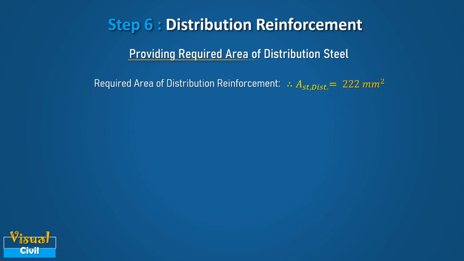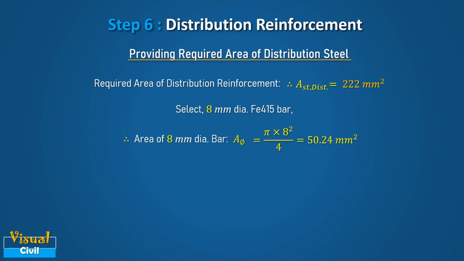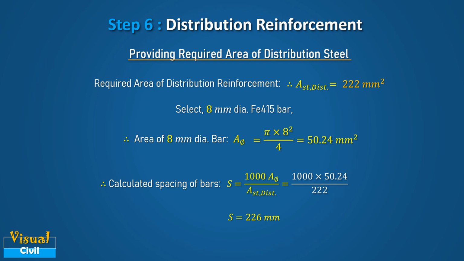Let us fix the diameter and spacing of distribution reinforcement. The minimum bar diameter of the distribution bars in the slab is 6 mm. So select the bar diameter as 8 mm. The cross-sectional area of this bar is 50.24 mm square. Now compute the spacing of bars by considering 1 meter width of the slab. Here we get the spacing equal to 226 mm.